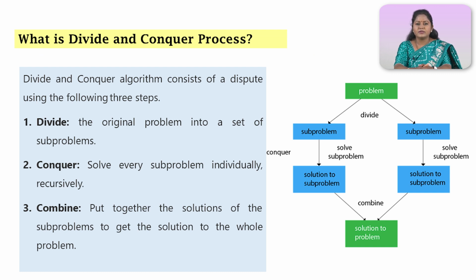The divide and conquer algorithm consists of three important steps. First, divide the original problem into a set of subproblems. Second, conquer: solve each subproblem individually, recursively. Third, and finally, combine. In this, you have to put together the solutions of all the subproblems to get the solution to the whole problem.